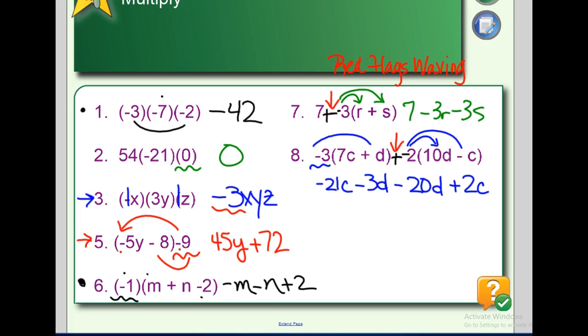Good job. Okay, so now I've still got c's and d's, so I've got to combine like terms. Who's going to combine with negative 21c? Yes, positive 2c. They're different signs, so we're going to subtract. And so that's going to be what? Negative 19c. And then negative 3d and negative 20d, they're the same sign, so we're going to add them, and that's going to give me negative 23d.